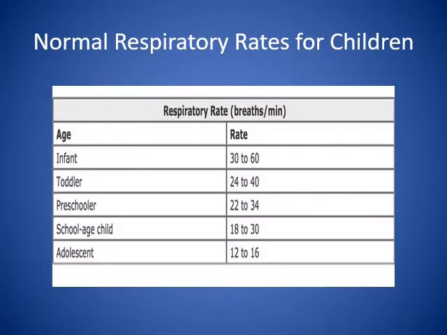These are some normal respiratory rates for children. I don't need you to memorize them exactly what they are. Just remember, the younger you are, the faster you're normally going to breathe. As you get older, towards school age, teenager, you start to equalize a little bit more, and you start to become more like an adult respiratory rate.